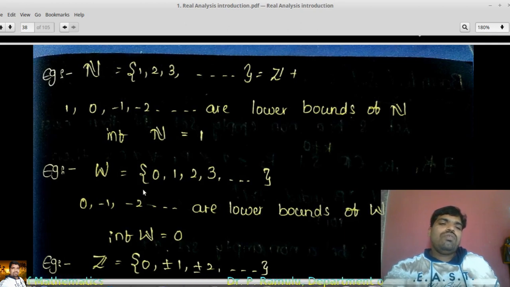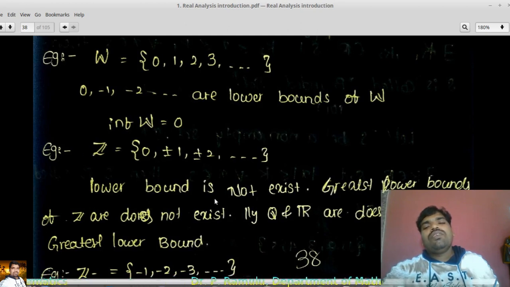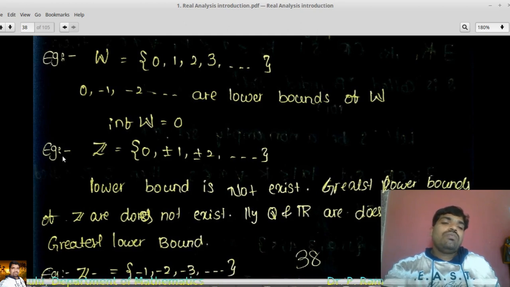For example, W is equal to the set {0, 1, 2, 3}. We say that lower bounds of this set are 0, minus 1, minus 2. Out of these lower bounds, 0 is greatest, that means the infimum of W is equal to 0. So what are the lower bounds of the set Z? Z does not have any lower bound, that means Z also does not have any greatest lower bound. For this set, the infimum does not exist.